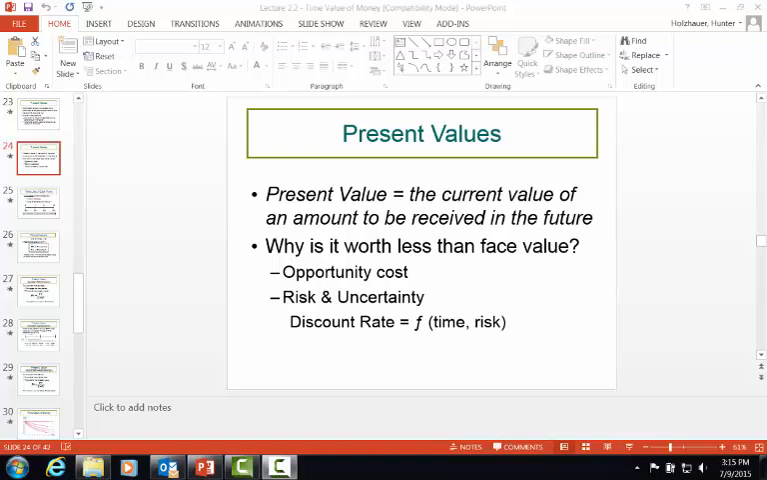Now, why would present value be worth less than the face value? Well, there are two major reasons. One is opportunity cost, which basically means that when deciding between investment options or opportunities, you always have to consider what you could have used that money for as well, or your time.